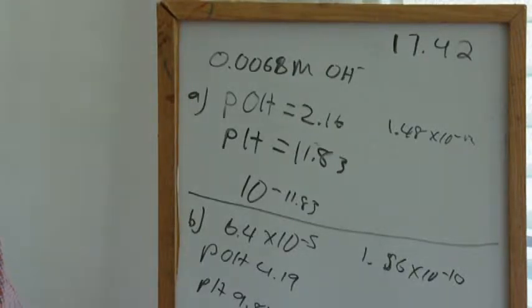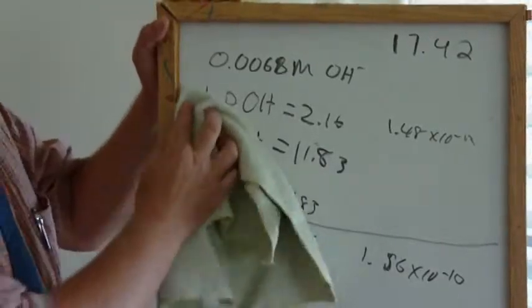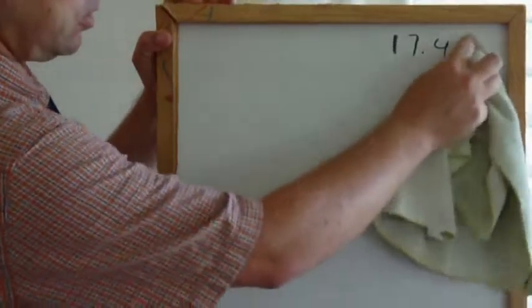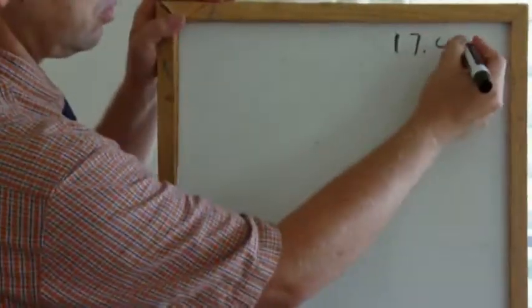1.5 times 10 to the minus 12 from A, 11.8, and 2.17, 2.16. Okay, good. Second one there, 6.45, 1.56 or 1.6, pH 9.81, 4.19. Okay, so for 1442, I'm going to stop there. You can do C and D by yourself probably just fine. Alright, 1444.